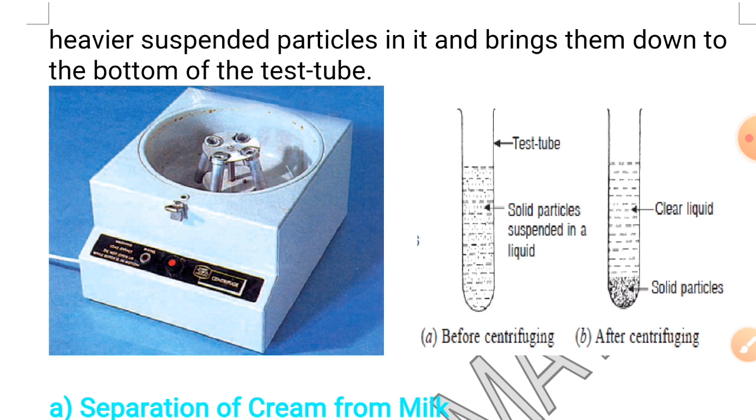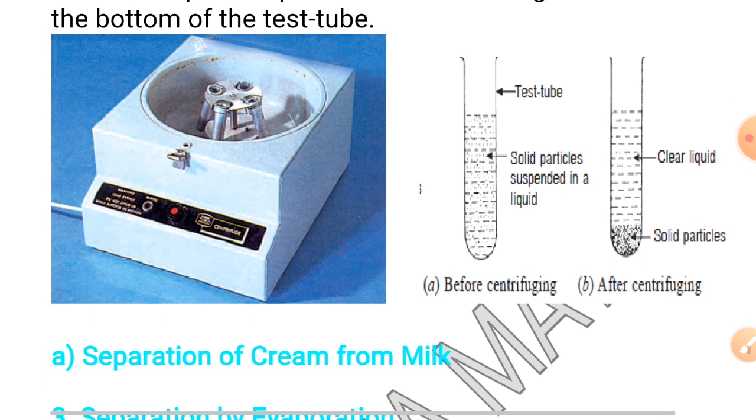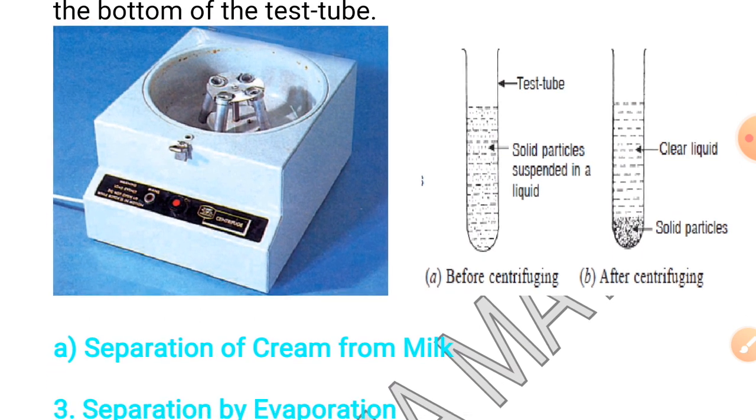Now the simplest form of centrifuge which we use at home is while separating cream from milk, or while separating your butter and buttermilk from curd. So this is the use of this technique.